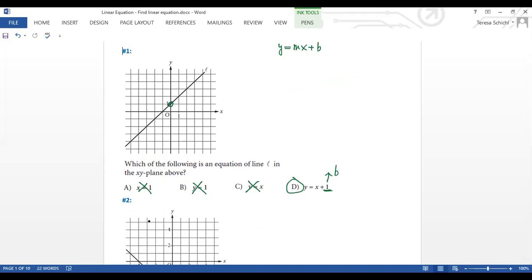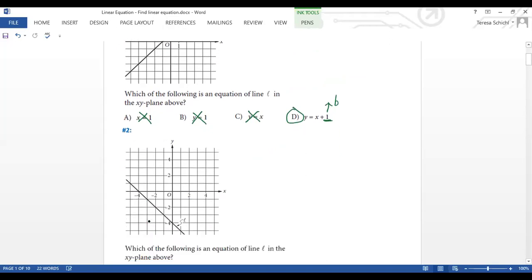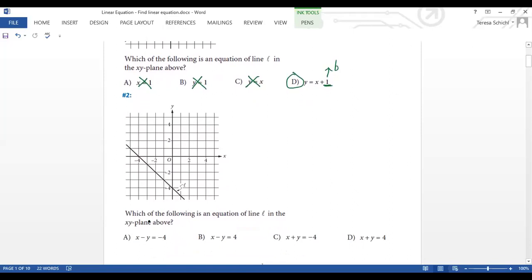So that's why you eliminate the first three and you get your answer. Of course, you can choose points and then try to find it, but this is a lot faster, right? Okay, now let's take a look at the second one. Remember, this line is going downhill, like a person walking downhill. So if it's going downhill, is my slope positive or negative? The slope will be negative, correct?